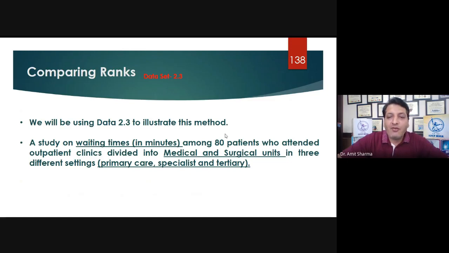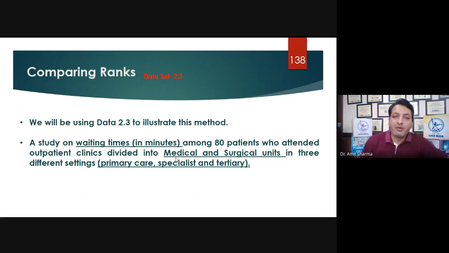So when you have only two samples or two units to compare, for example here I have taken the medical unit and the surgical unit, we want to find out whether the waiting time in the medical unit is more or the waiting time in the surgical unit is more when patients are attending special wards of the hospital. The sample size for this study is 80 patients, and the data we have entered will be in the form of numbers only, and the word we are going to take will be the categorical variable.